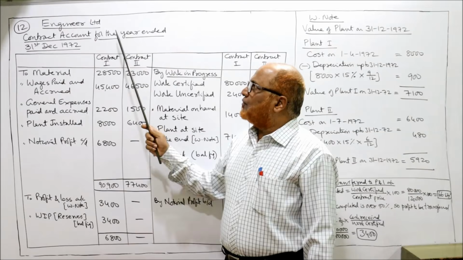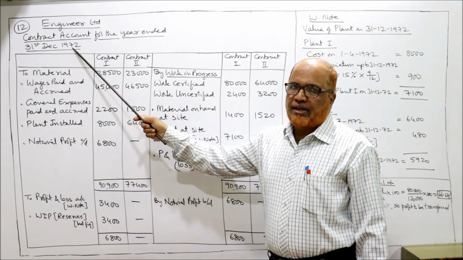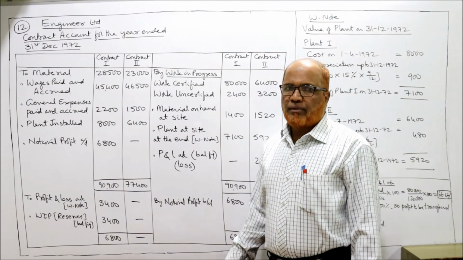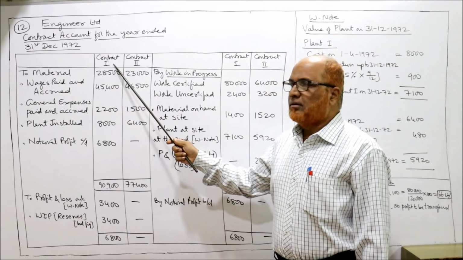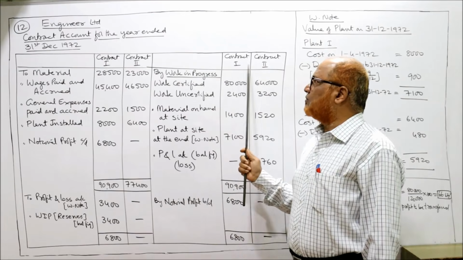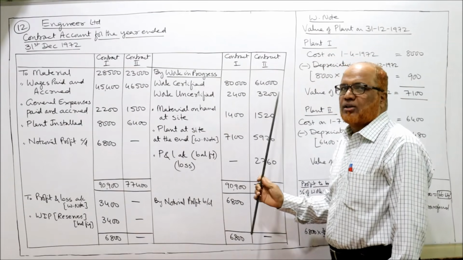Engineer Limited contract account for the year ended 31st December 1972. In columnar form, we'll make two columns on the debit side and two columns on the credit side. Contract 1, contract 2. Here also contract 1, contract 2. Debit side 2 columns, credit side 2 columns.